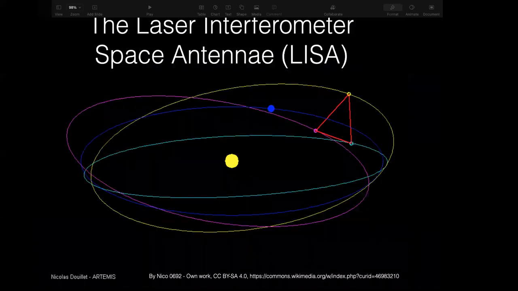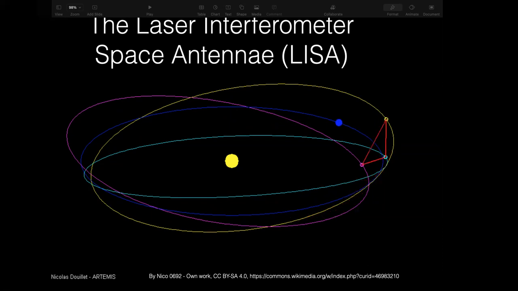First of all, this is a nice movie that I've shamelessly copied off Wikipedia. I apologize, but I do think it shows LISA very well. LISA, the Laser Interferometer Space Antenna, is a gravitational wave detector that will be sent into space in 2034 and will be able to observe gravitational waves that typically lie in the millihertz regime.